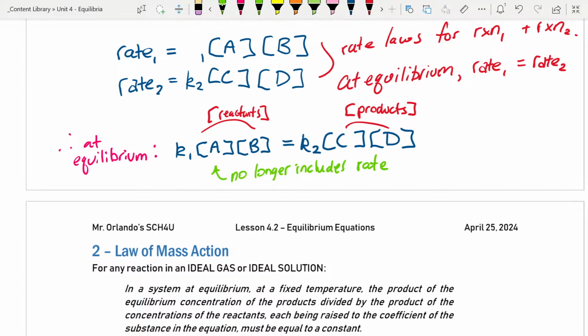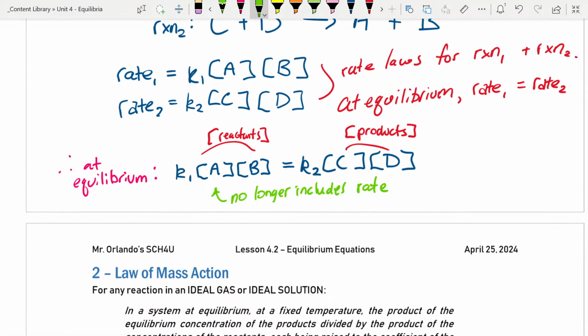But the problem is I'm trying to show you it's a lowercase k, because uppercase K is different, and we're going to be using it in about 4 seconds. So these are lowercase Ks. We use lowercase k for rate constants.